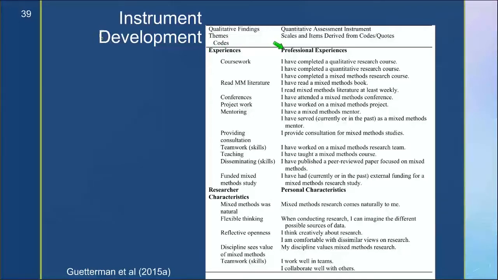That became a section, a scale on the instrument called professional experiences. Another qualitative theme was related to researcher characteristics, so we labeled that personal characteristics on the survey. And then I have qualitative codes, and mapped to each of these codes are specific items that I wrote based on that. It doesn't have to be one-to-one.